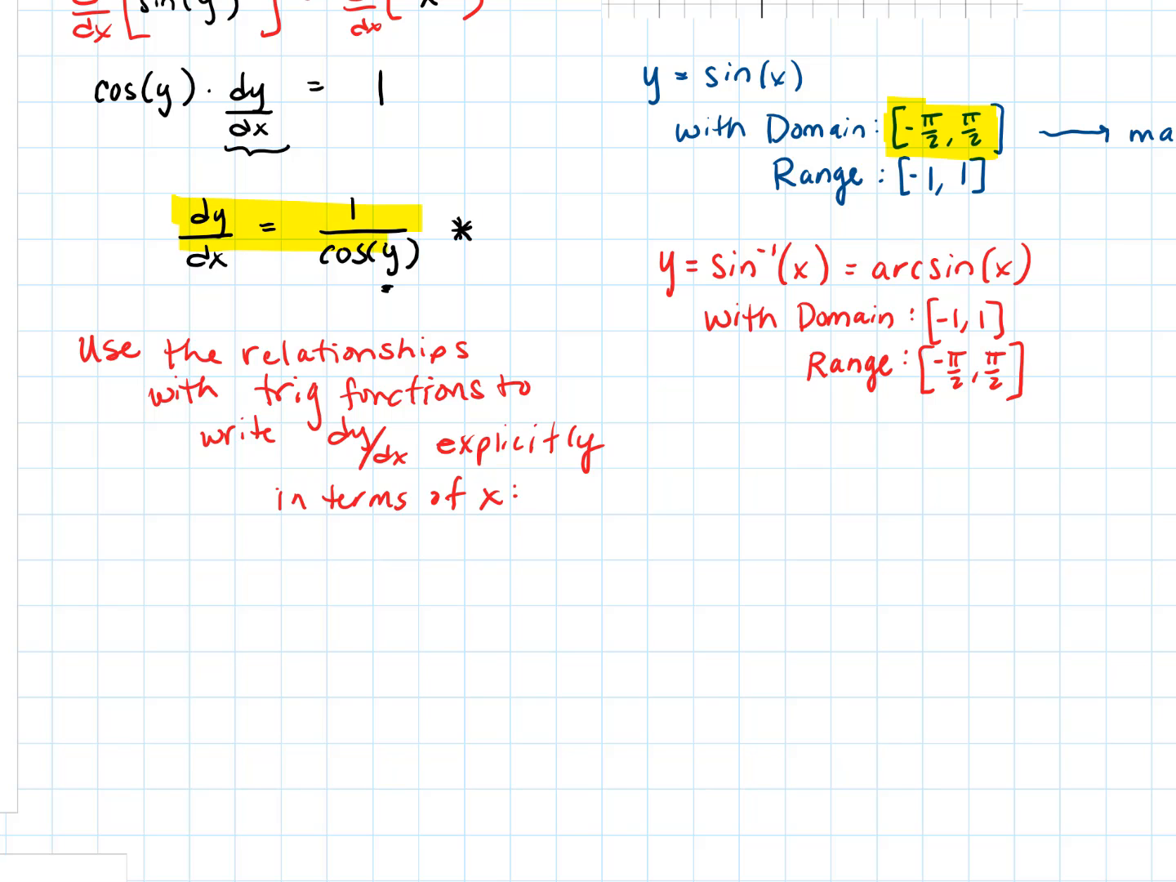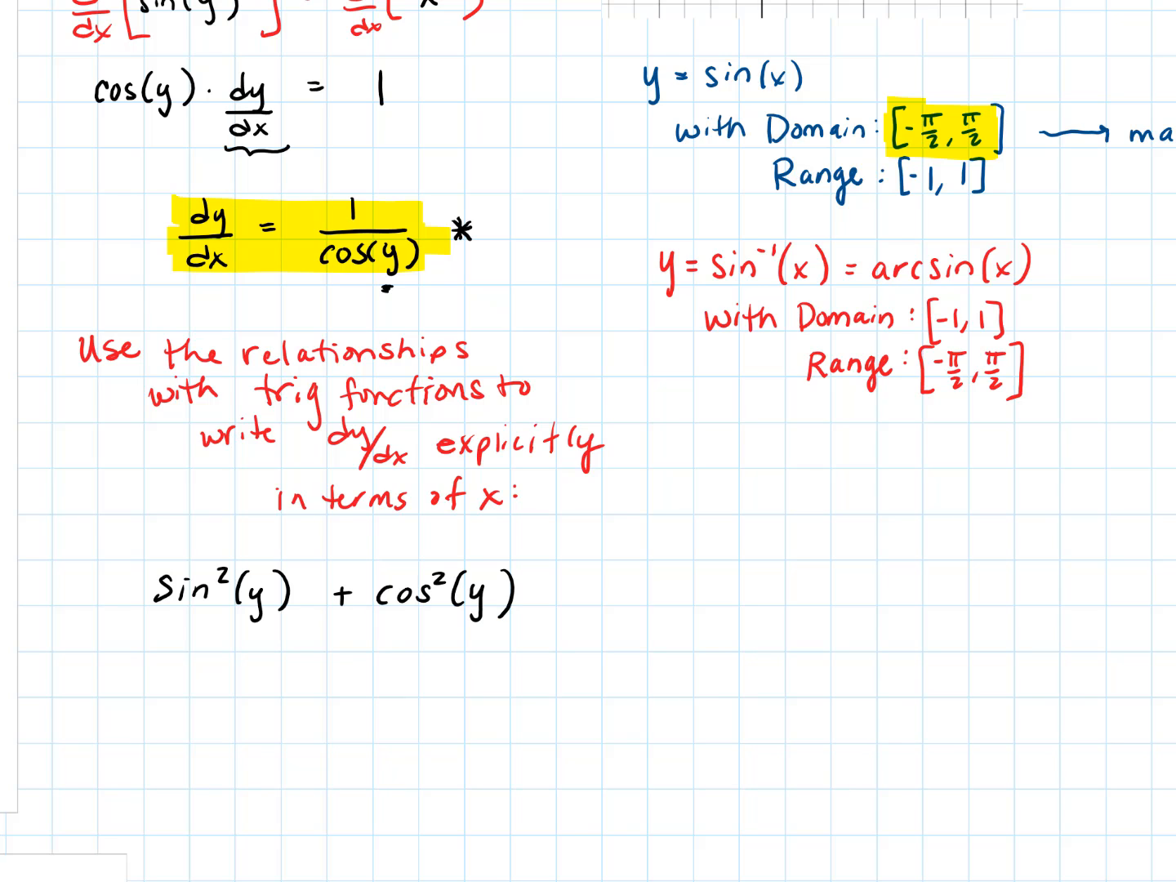I know that the derivative of the inverse sine is 1 over the cosine of y, but I want to get that back in terms of x. So how am I going to do that? Well, I know this about the sine squared of anything, so the sine squared of y. There's actually a couple ways to do this. I'm going to go first with just identities.